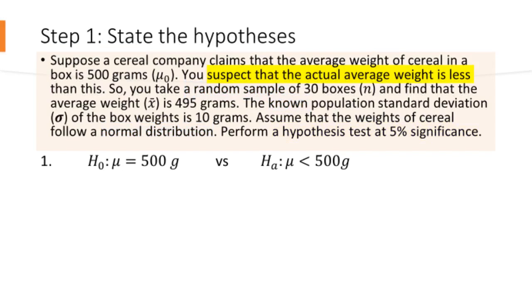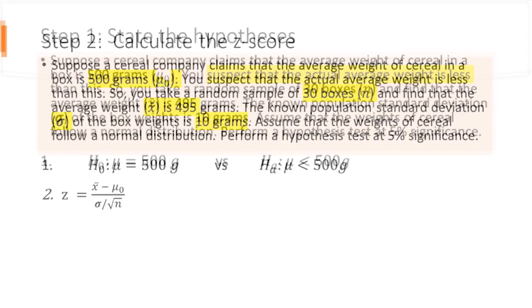Next, step 1. State the hypotheses. First, the null hypothesis is a conservative statement, so it is set to be H0, mu is equal to 500 grams. As you suspect the actual average weight is less than 500 grams, the alternative hypothesis is HA, mu is less than 500 grams.